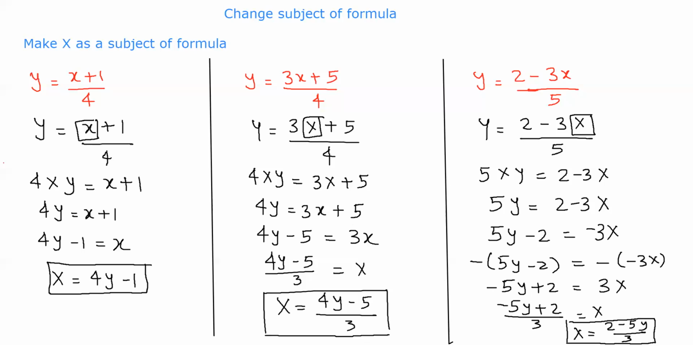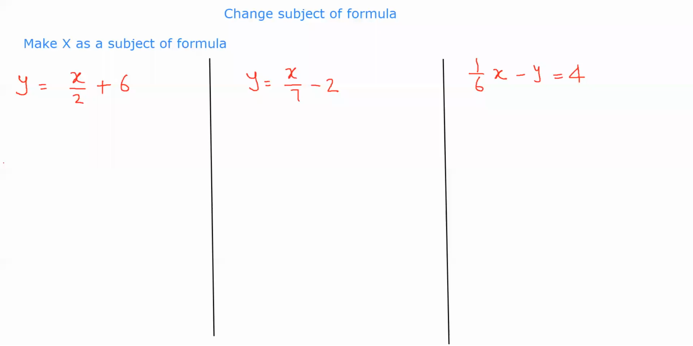Let's do the next, more difficult questions. So let's do the next three questions. We have to make x the subject of the formula. First question is y is equal to x over 2 plus 6 here. So we can write this question again as y is equal to x over 2 plus 6. We have to make x the subject of the formula.